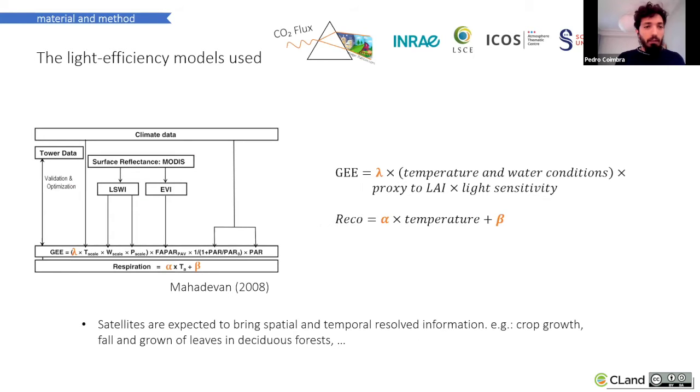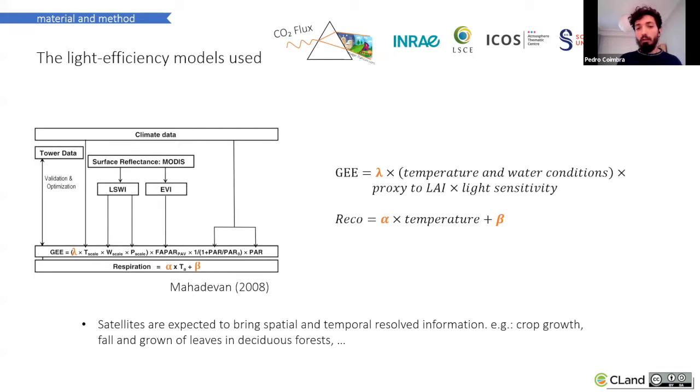So advancing, what is the light efficiency model that we're using? Here we have the VPRM, which includes some tower data and also satellite data to do this estimation. On one side we have the photosynthesis, which is a parameter lambda multiplied by the temperature and water conditions, a proxy of LAI, which gives the density of foliage in a given ecosystem, and the light sensitivity. For respiration, we have a parameter alpha multiplying temperature, plus a beta that shows the minimal, continuous respiration that doesn't depend on temperature. I highlighted these three parameters because they are the ones that I'm going to optimize.